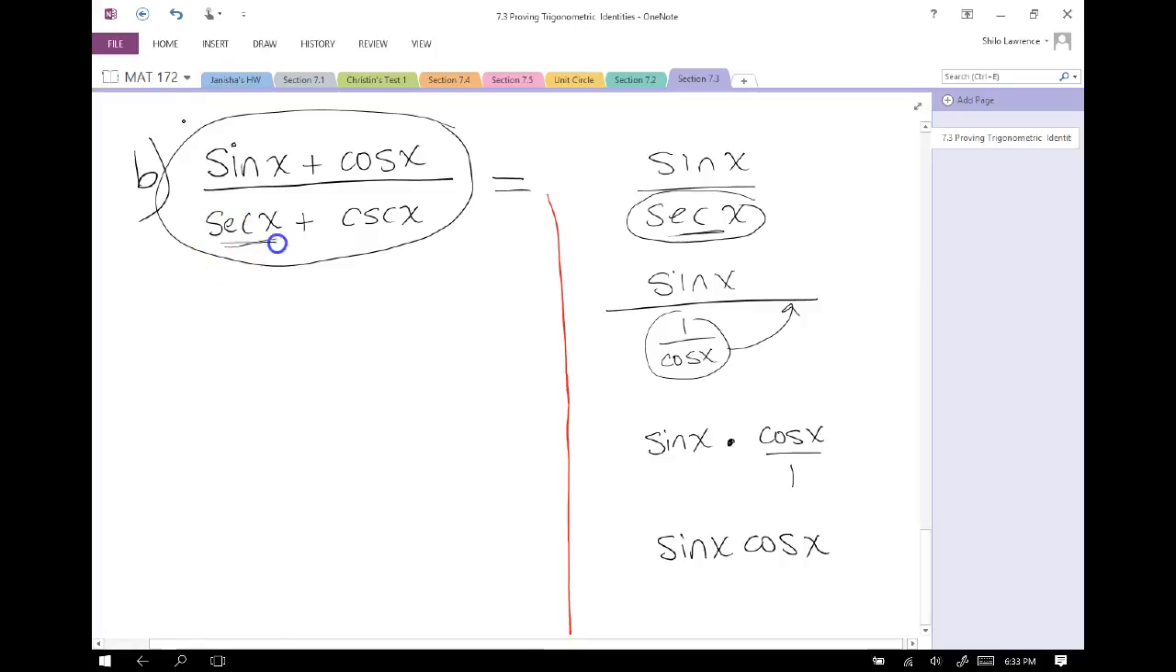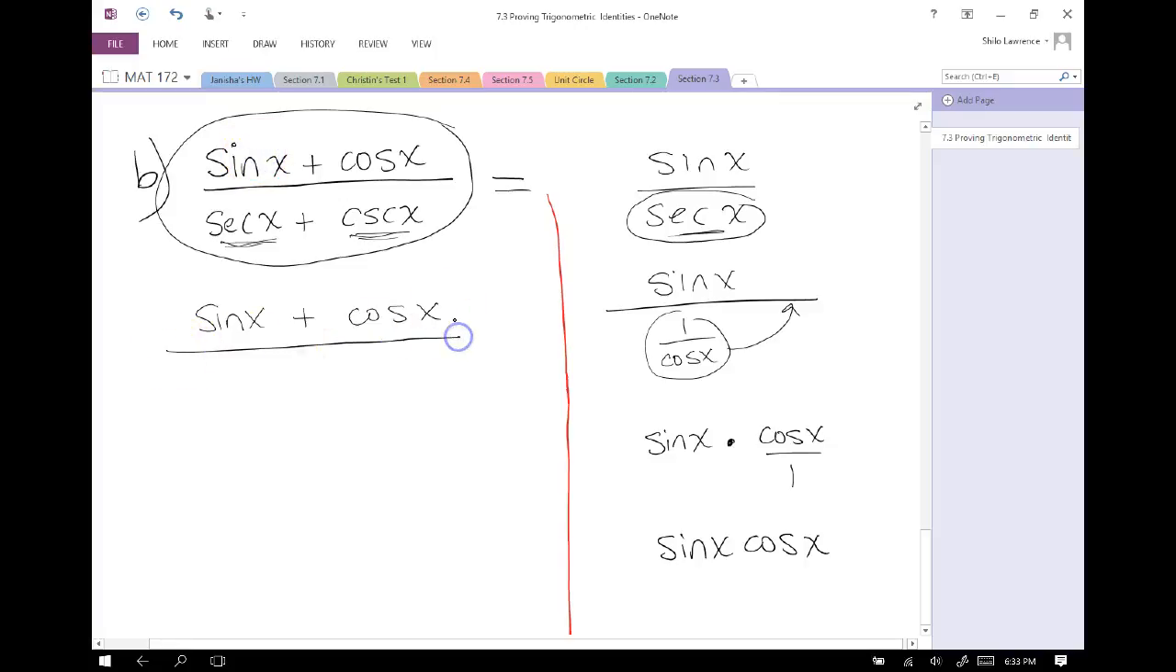Look in the denominator, we've got reciprocal functions. So I'm going to change them to their respective sine and cosines, just like I did on the right. I'm going to leave the top alone for now. Sine x plus cosine x.